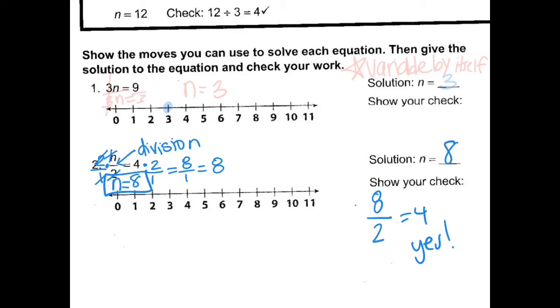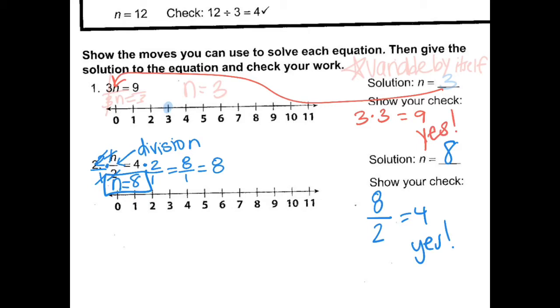I'm just now realizing that I didn't go back and check my answer for the previous problem. I could go 3 times 3 equals 9. Substituting in my 3 for my n. Does 3 times 3 equal 9? Yes, it does. Therefore, you know you've got the correct answer.